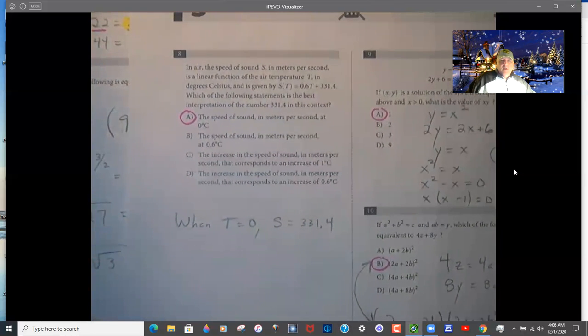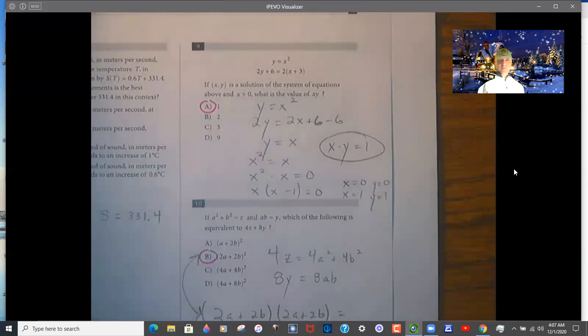Problem 8 is about the, I guess, y-intercept. So what's the best interpretation of the number 331.4? That happens when T is 0. So 0 degrees Celsius, you plug that in, you get 331.4 meters per second for the speed of sound.